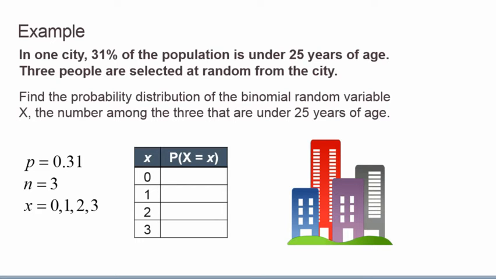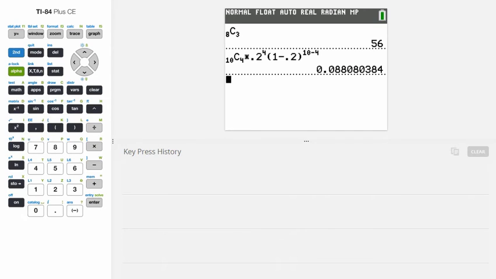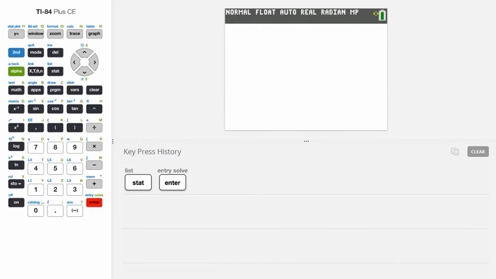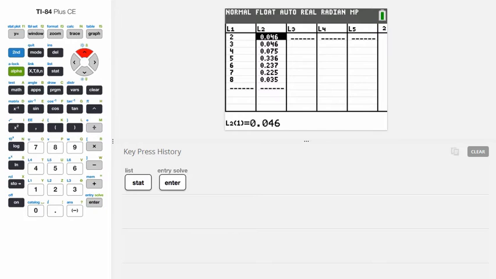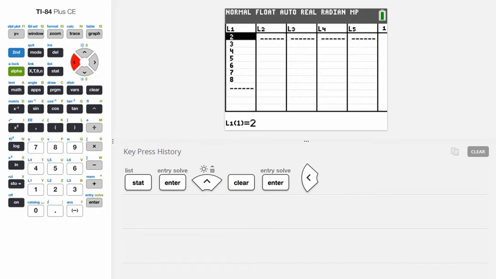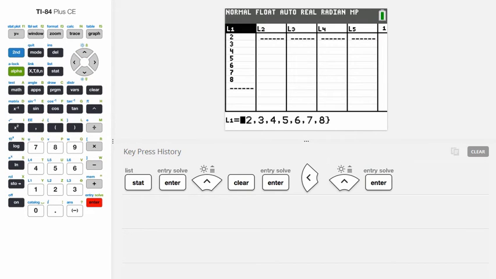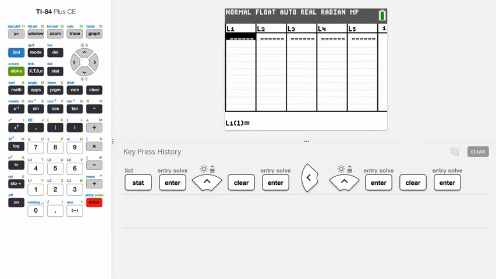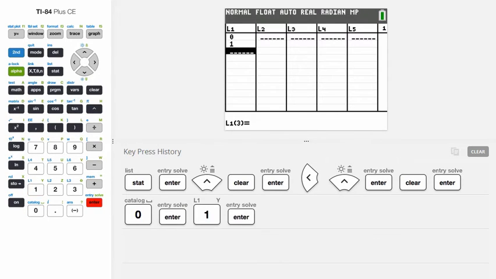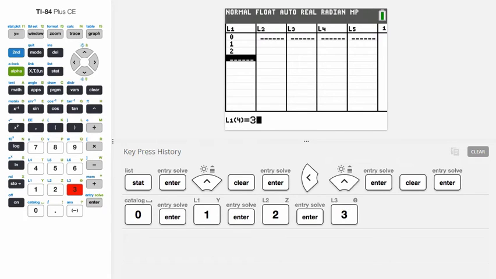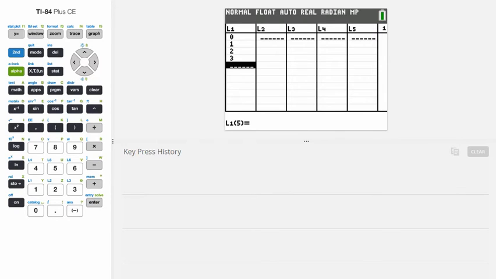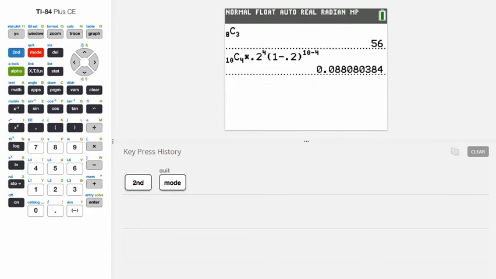In our calculator, we want to go to Stat, Edit, and then I'm going to clear out L2 and L1. Then I will type in 0, 1, 2, and 3 for my discrete random variable. Then I'm going to quit, and I want to find the binomial distribution.